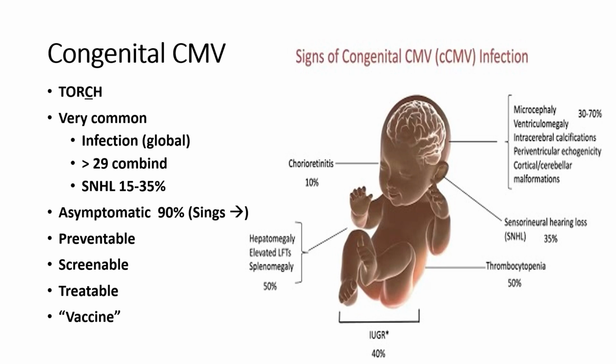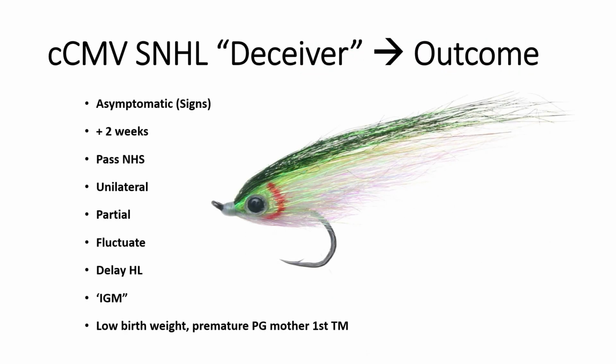And it has a risk of sensorineural hearing loss, which varies between 15 to 35%. It's even more than this in some literature. But the most important thing about this virus is that it's asymptomatic 90% of the time. But it has a lot of signs, and these are signs that we could sometimes miss in newborns, including the hearing loss. It's a preventable disease, a screenable disease, a treatable disease, and hopefully a vaccinable disease.